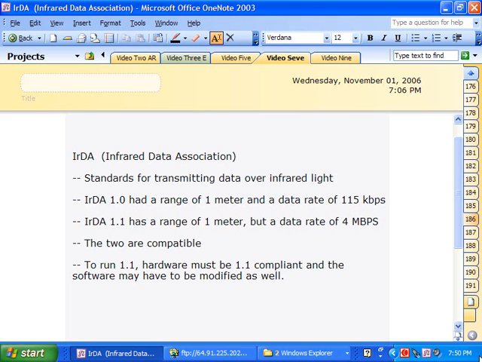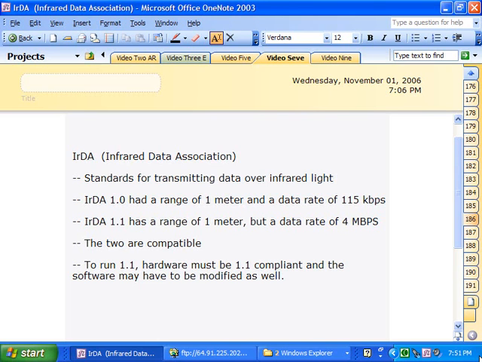Now, the standard IrDA 1.0 had a range of 1 meter and a data rate of only 115K. And that's not too good. Now, IrDA 1.1 has a range of 1 meter, but a data rate of 4 meg, which is better. And it works okay. Like I said, with wireless advancing the way it is, I don't think infrared's ever going to be as big as we might have thought it was going to be at one time. Those two standards are compatible, so you can tell Microsoft didn't invent them, right? But keep in mind that neither IrDA standard has anything to do with wireless radio frequencies, only infrared light streams.